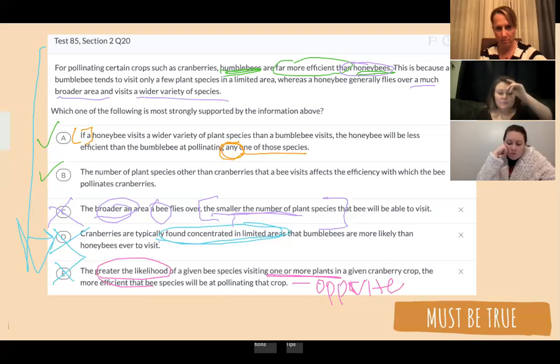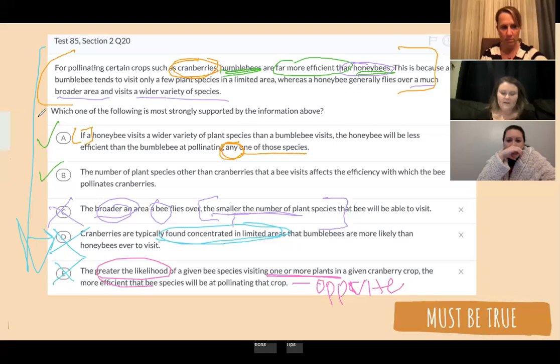Yeah, it's a conditional statement. So it's saying if honeybees visit a wider variety of plants than bumblebees, the honeybee will be less efficient than the bumblebees at any one of those species. Zach, you picked this up for eliminating B, but I was curious why you let it go in A. Our stimulus is just talking about cranberries. So we're taking one situation and making the assumption that it would be okay in every situation.